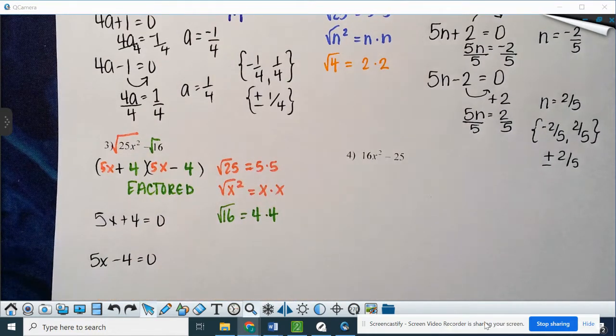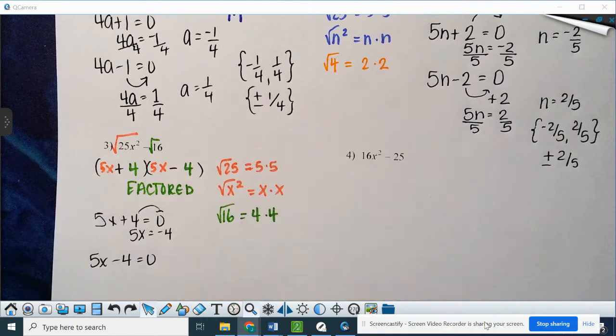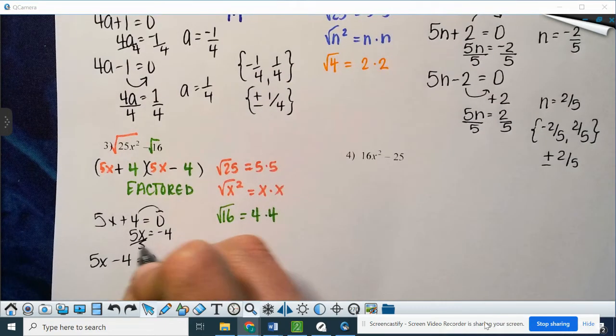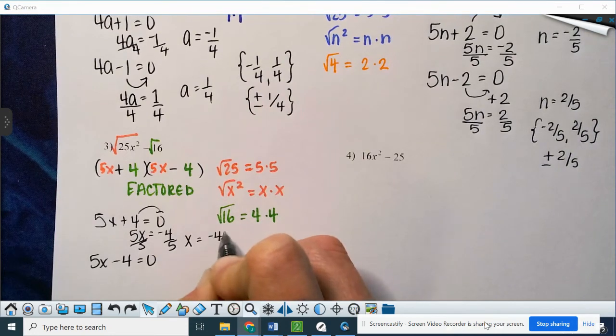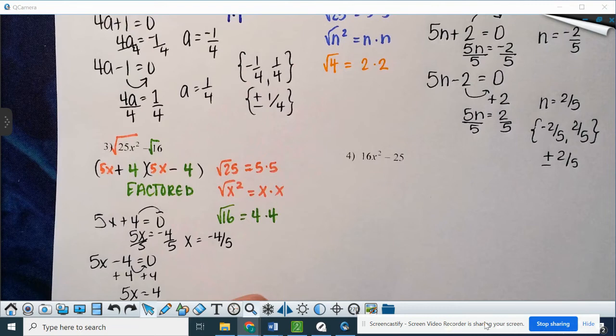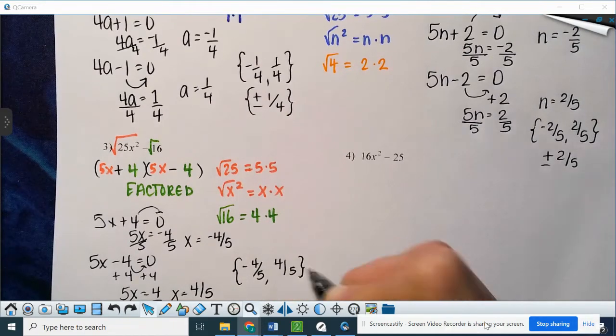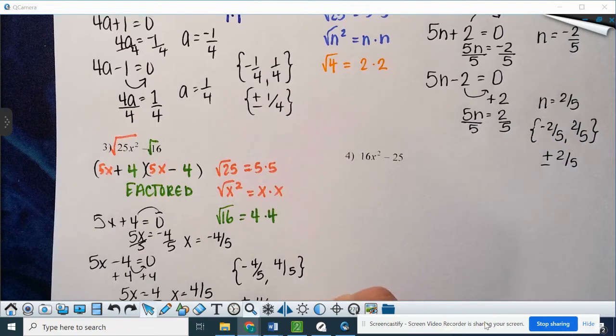That first one, that's a plus 4, so we're going to move it over by subtracting 4 from both sides. So 5x equals a negative 4. That 5x is 5 times x, so the inverse of multiplication is we're going to divide by 5 on both sides. So divide both sides by 5, and x is going to equal a negative 4 over 5. This one, we're going to add 4 to both sides because it's negative and it's crossing the equal mark. So 5x equals positive 4. Divide by 5. So x equals 4 over 5. So our solution set being a negative 4 over 5 and a positive 4 over 5. Or again, can be written plus minus 4 over 5 as well.